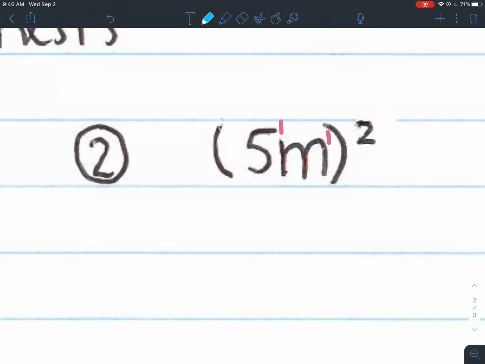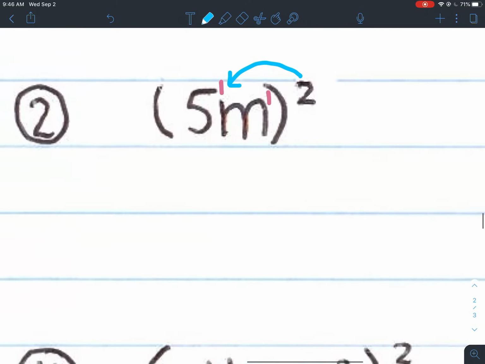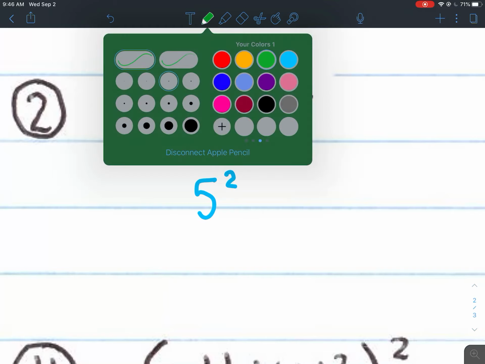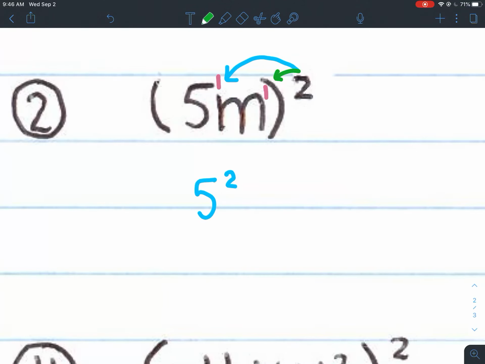Okay? So I'm going to go ahead and distribute the 2 to the 5. So I'm going to distribute the exponent of 2. This is not 5 times 2. Please make sure you're listening. This is not 5 times 2. That is completely different. Okay? So what do you do here? You're multiplying the exponents together. So you're not even doing anything with the 5, but you're multiplying the 1 times the 2, which is 2. And then you're going to do the same thing with the m and their exponents. 1 times 2 is 2.